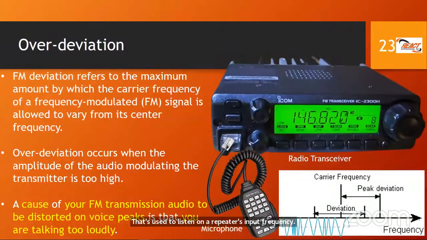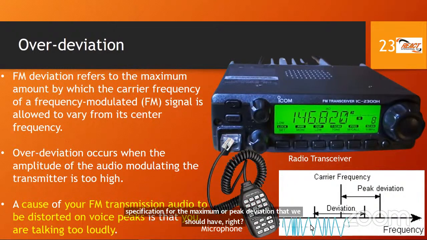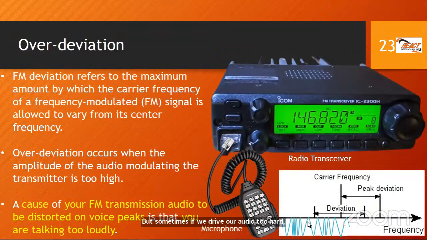All right, so we did touch a bit on deviation previously, but there's another exam question in relation to over deviation. Over deviation is when we over-modulate. So in FM, when we modulate, we shift our frequency to the left or to the right of the center frequency, and there is a specification for the maximum or peak deviation that we should have. But sometimes if we drive our audio too hard, we put too much modulation, our voice is too loud, or microphone gain is too high, we can over deviate.